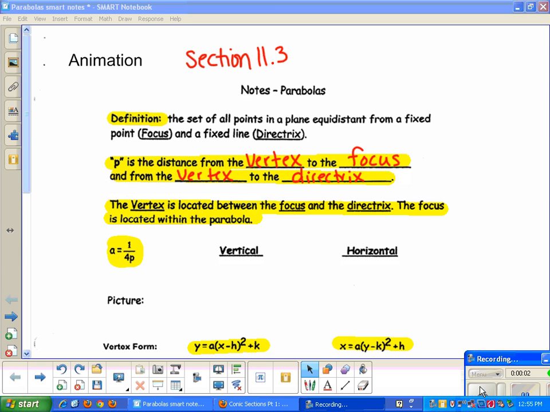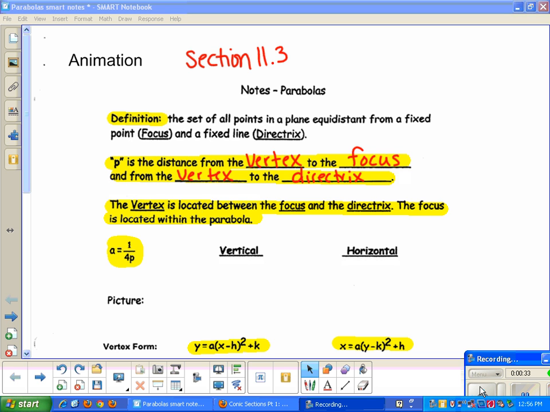Section 11.3, we're going to talk about parabolas. So the definition is the set of all points in a plane equidistant from a fixed point called the focus and a fixed line called the directrix. Now we also have this p-value, which we'll talk about when we draw these. It's the distance from the vertex to the focus and from the vertex to the directrix. The vertex is located between the focus and the directrix, and the focus is located within the parabola.